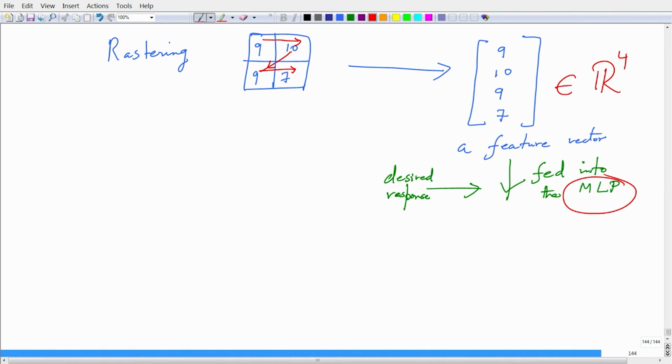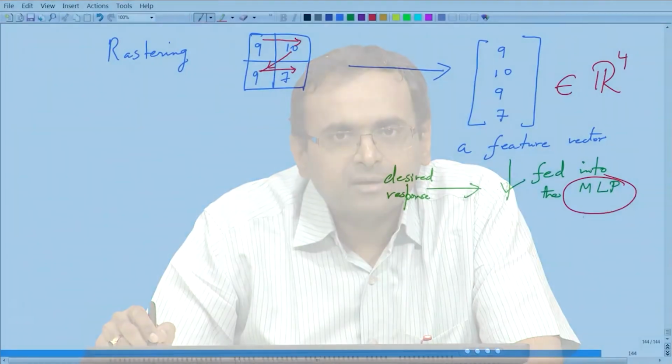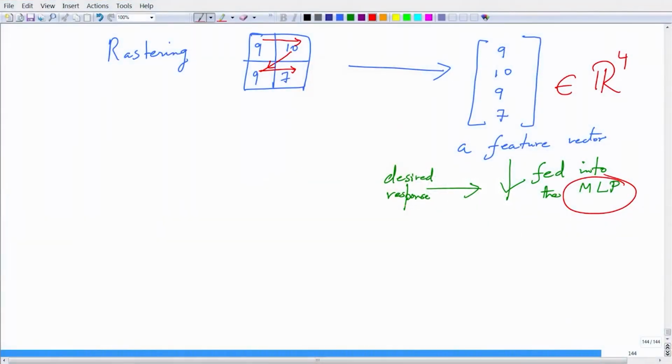Now, this feature vector can be fed. So, I mentioned two variations. One, have fixed masks over which I can extract the feature maps, and I can land up with a feature vector that I can feed to the multilayer perceptron with a certain desired response, and I can learn the input output mappings. The other approach, which is commonly followed, is to have these masks that are adaptive.